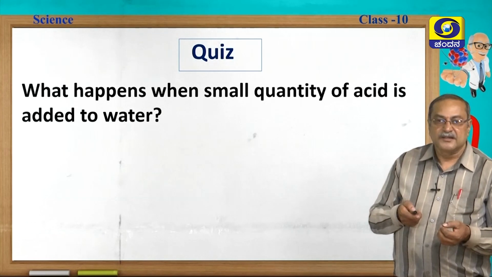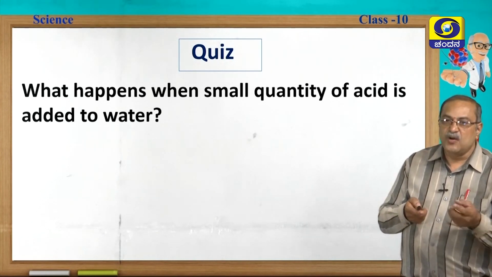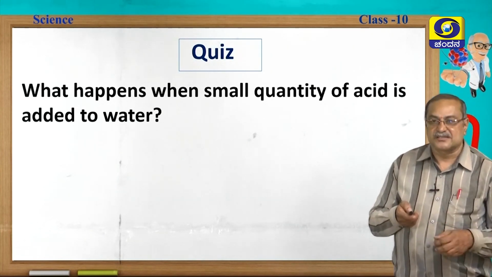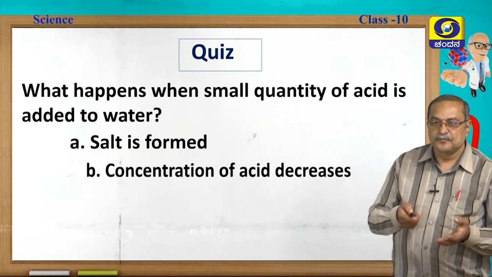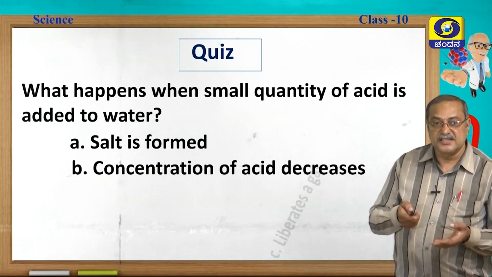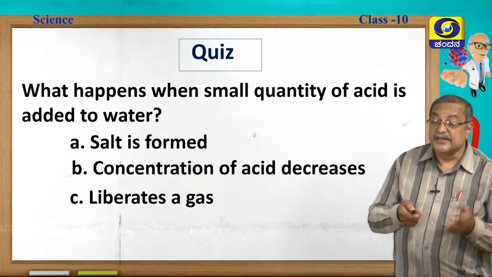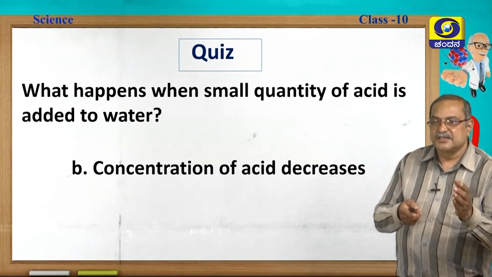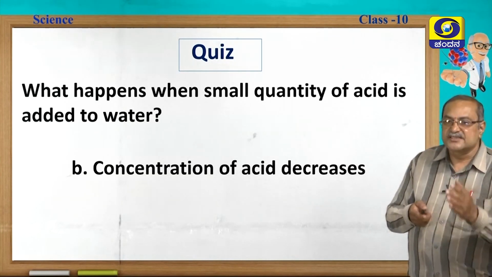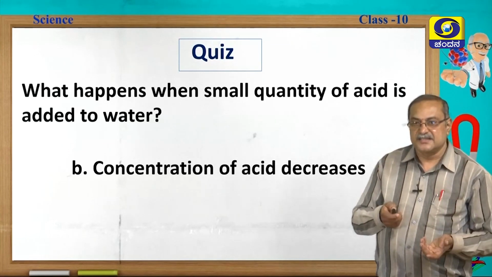Now, another question. What happens when a small quantity of acid is added to water? The options: salt is formed, concentration of acid decreases, liberates a gas, neutralizes. Option B is correct, concentration of acid decreases.